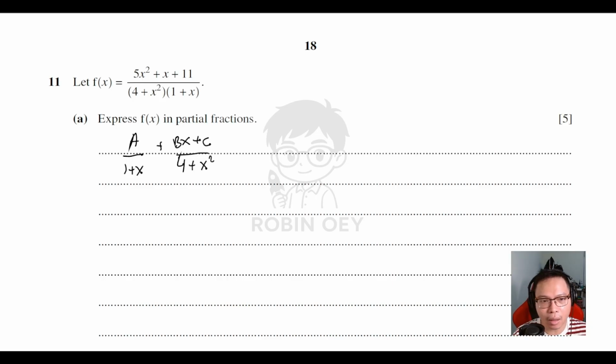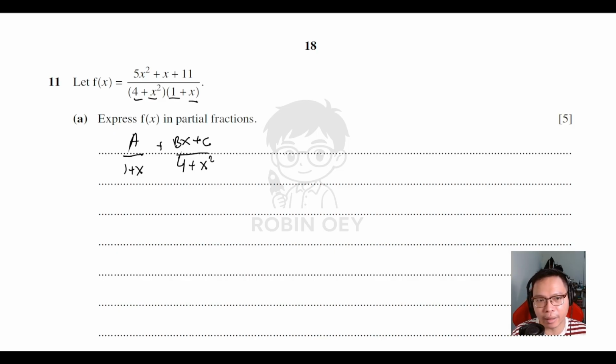Now, how do we know if the numerator is a constant like A or Bx plus C? For me, I just look at the maximum exponent in the denominator. In this case, 1 plus x, the highest is 1, so the numerator will be just a constant. But if it is an x squared, like 4 plus x squared, then it will be Bx plus C, a linear expression.